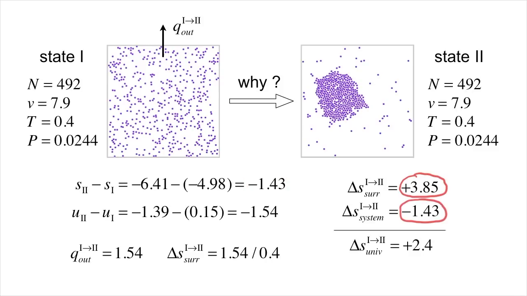Adding the entropy change of the system, which is minus 1.4 units, we obtain a net change in entropy of the universe of plus 2.4, which is strongly positive. This means that phase separation is strongly favored by the second law, which is why it occurs spontaneously in the experiment described here.